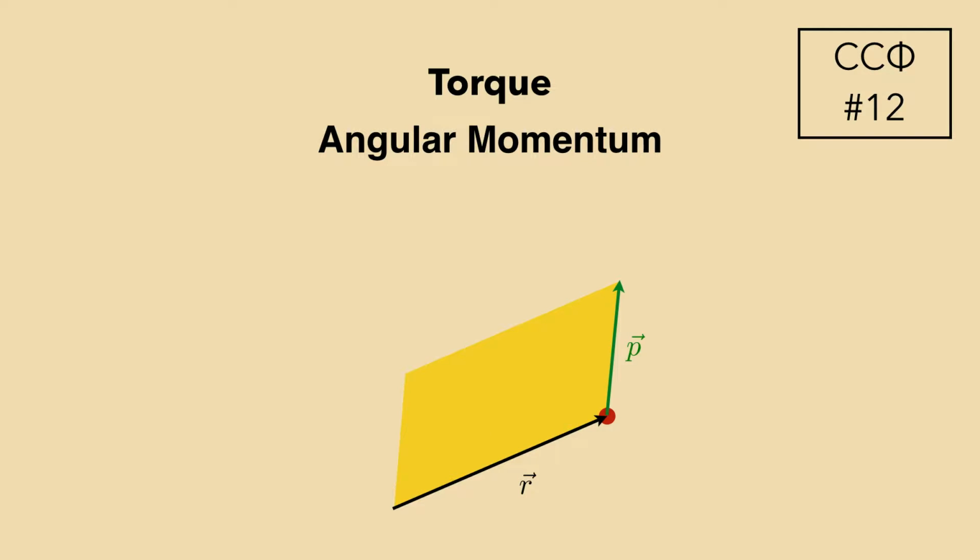Geometrically, angular momentum can be thought of as the area spanned by the position and momentum vector. And since this is a parallelogram, and we think of the area as base times height, we can actually think of it as the product of the distance from the origin times the perpendicular component of the momentum.